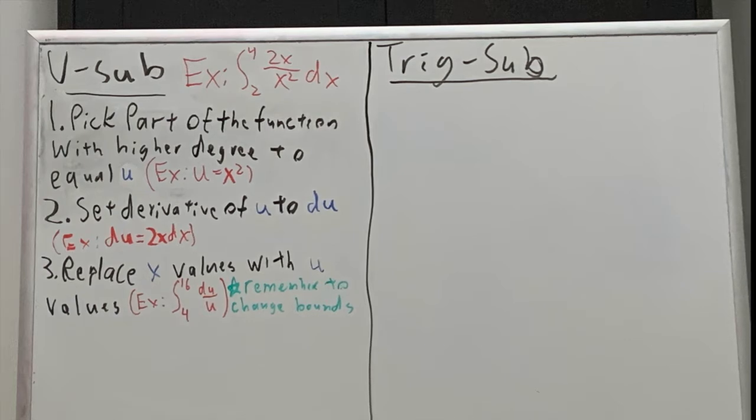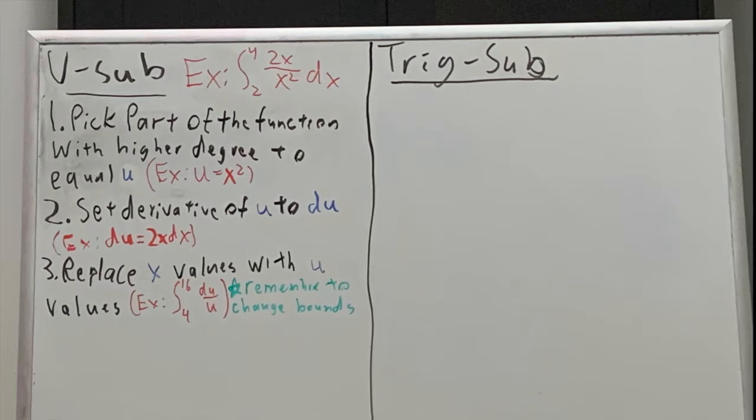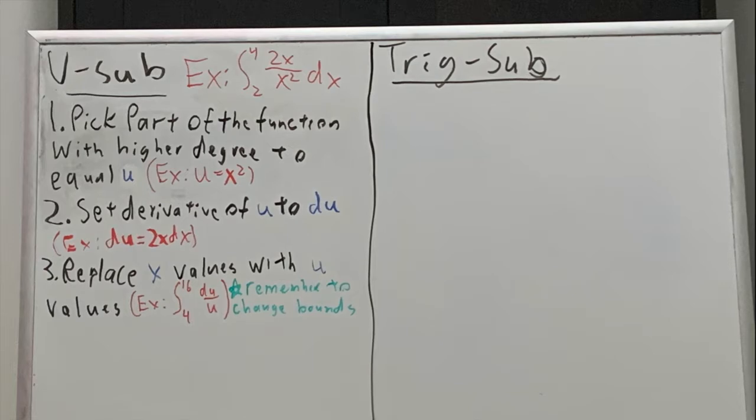And the next step is you want to set the derivative of U to du, and that will be another part of the function, and you replace x values with U values. So for this example, it's an integral from 4 to 16 with du over U. Remember to change your bounds. That's a very important step.